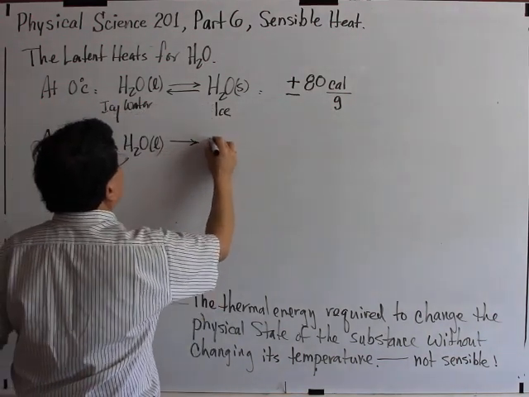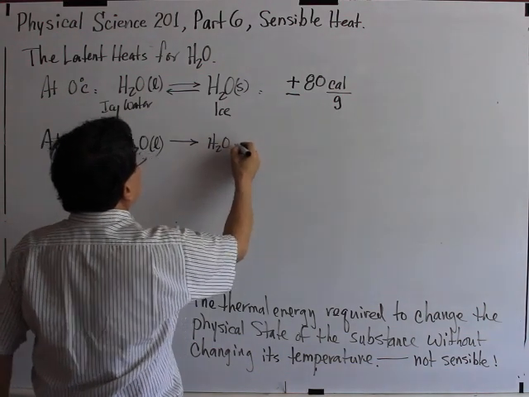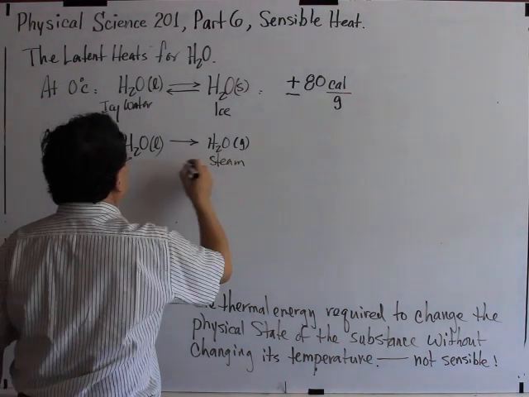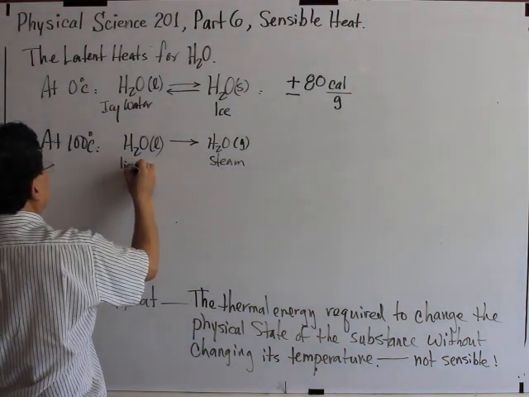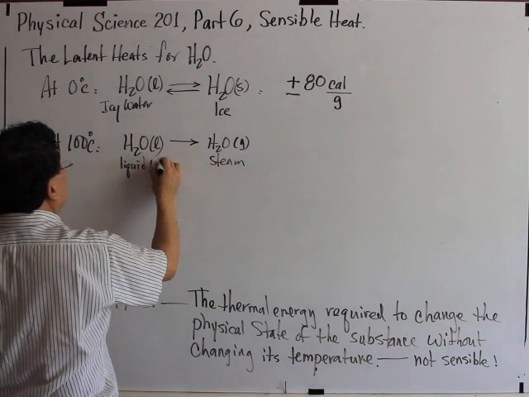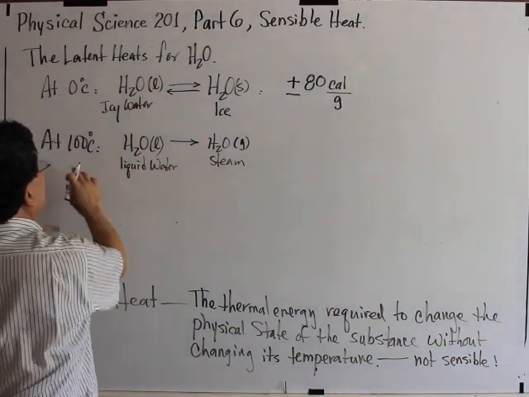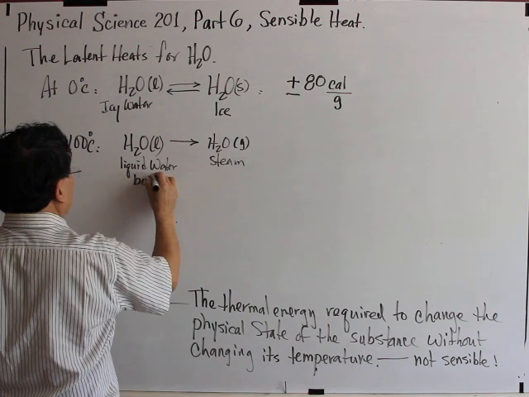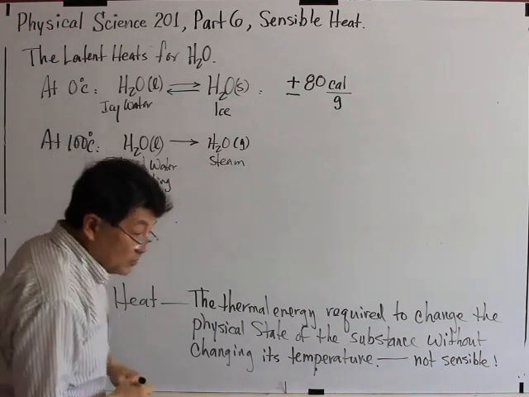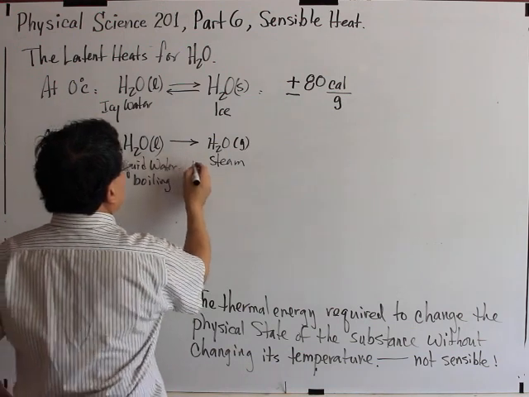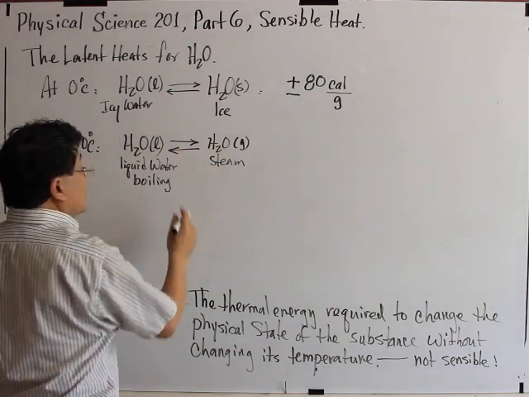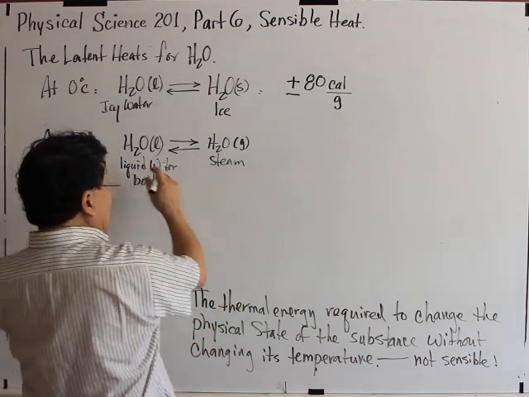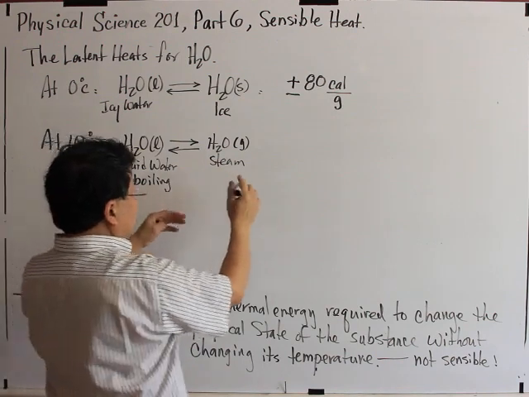And the water can be evaporated into gas, steam. So that's steam, and that's liquid water. At 100 degrees, it's going to be liquid water. It's not icy water. It's boiling water, right? Boiling liquid water. And also the steam can be condensed back to boiling water at 100 degrees. So the steam and boiling water coexist.